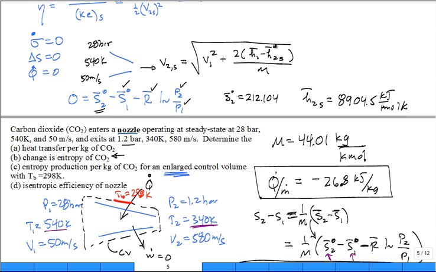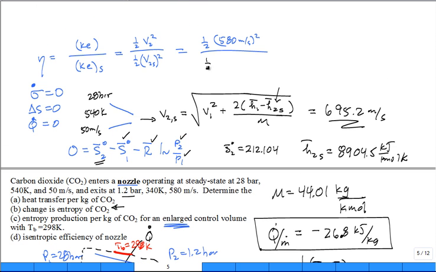Finally, I can stick that in and I calculate that the exit speed would be 695.2 meters per second if it had been truly isentropic expansion through the nozzle. But it only came out at 580 meters per second. See how that's better, faster if it's isentropic? Hence, I can calculate 580 squared over 695.2 squared. The efficiency of the nozzle is equal to around 70%.